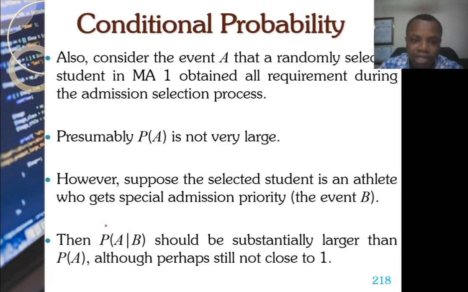So the probability that the student obtains admission, given that he is an athlete who gets special admission priority. This is a conditional statement: the probability of getting admission, given that you have special admission requirement. This is somehow going to boost the chances of these students, although it will not be equal to 1, but will be somehow closer to 1. This is going to increase the chances of the student getting admission into the university.